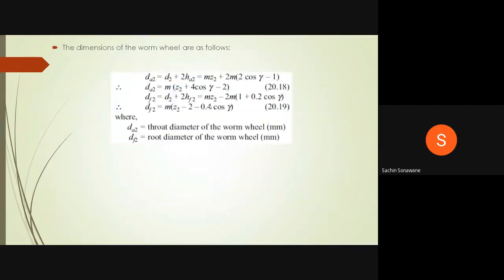The dimensions of the worm wheel are as follows: da2 is equal to d2 plus 2ha2, which is equal to mz2 plus 2m into (2 cos gamma minus 1). Therefore da2 is equal to m into (z2 plus 4 cos gamma minus 2). df2 is equal to d2 plus 2hf2, which is equal to mz2 minus 2m into (1 plus 0.2 cos gamma). Therefore df2 is equal to m into (z2 minus 2 minus 0.4 cos gamma), where da2 is the throat diameter of the worm wheel in mm, and df2 is the root diameter of the worm wheel in mm.